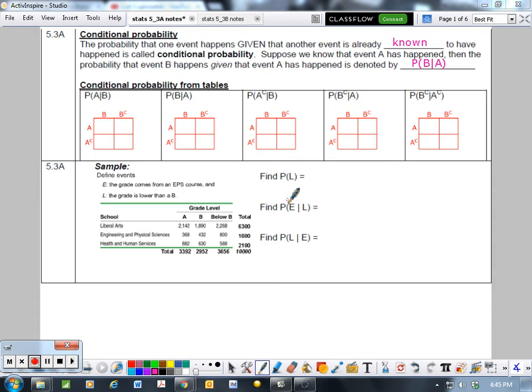Okay, so we're going to continue working with probability and tables. We're going to start looking at some tree diagrams and stuff like that. So we've looked at how to find the probability of A, how to find the probability of B, the probability of A and B, the probability of A or B. We've looked at complements. Now we're going to make it more complicated.